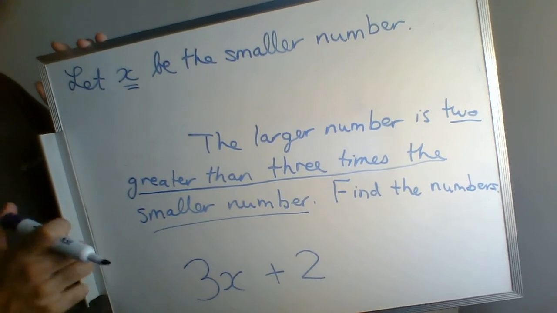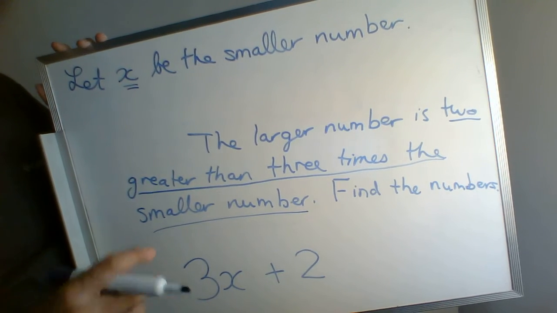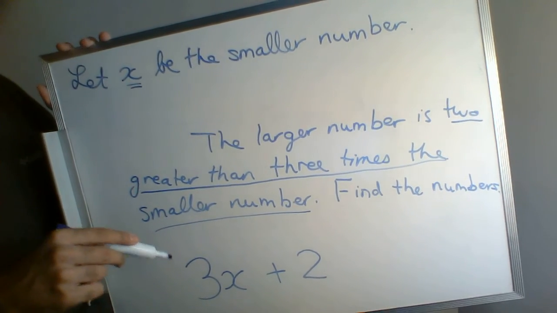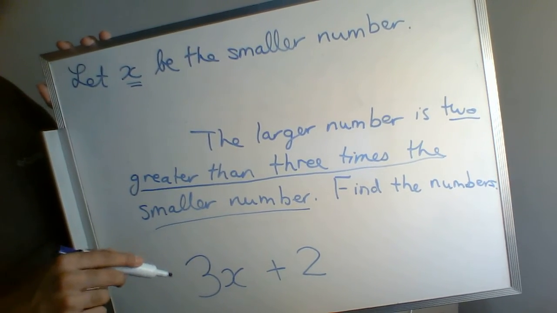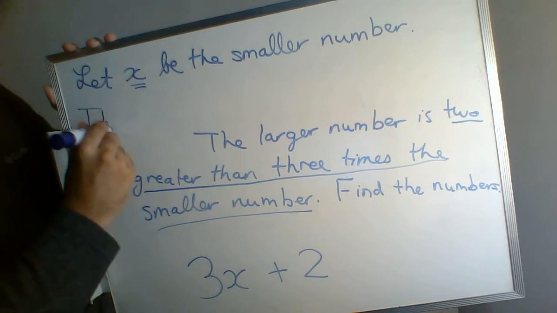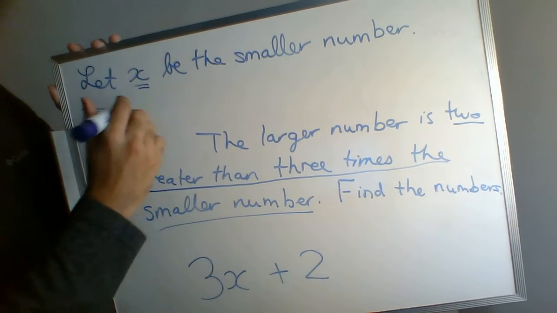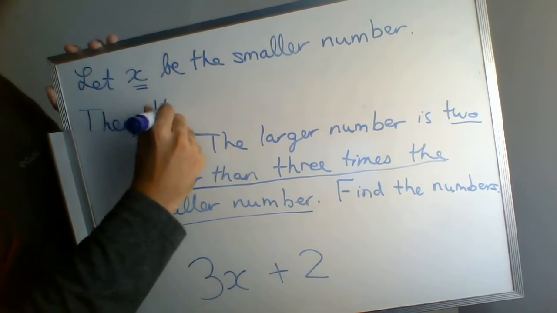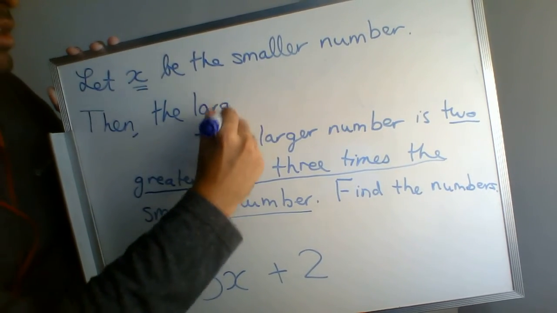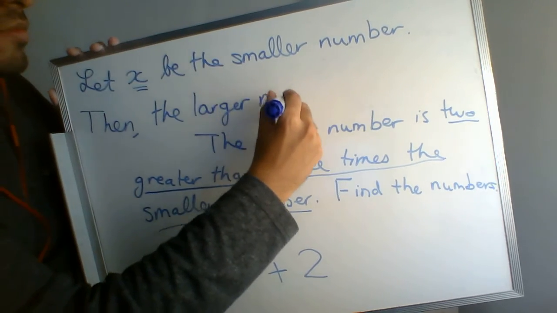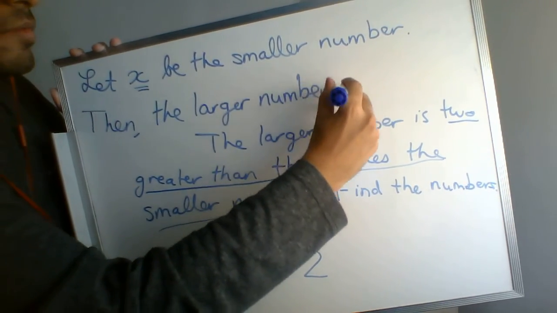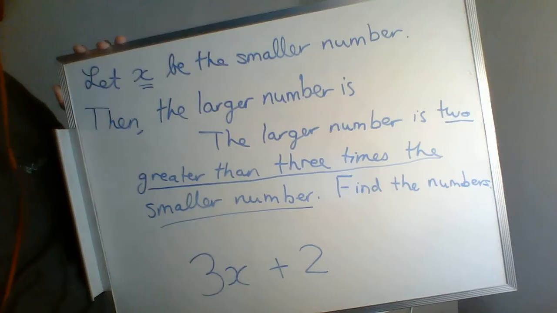That's what we need to find, and then we can figure out the larger number based on that. So that's where this thing that we have down here comes in handy, because we can put a statement right below that, which is, if x is the smaller number, then the larger number is, and that's this thing that we have down here.